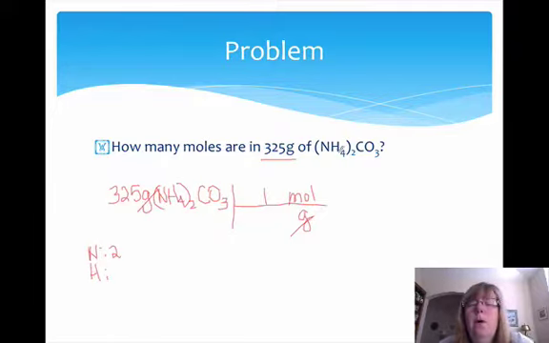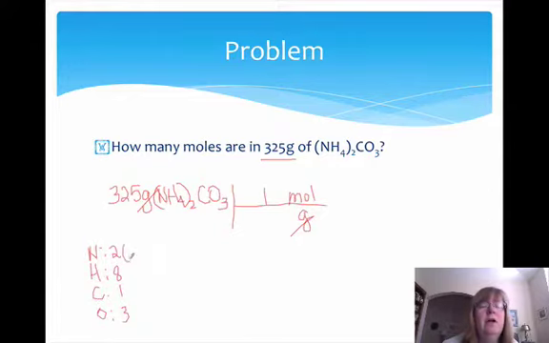We have 4 times 2, which is 8. How many carbons do we have? We have 1. And how many oxygens do we have? We have 3. Now that we have counted up the number of atoms, we go to the periodic table and look under the symbol. Nitrogen's atomic mass is 14.01, hydrogen's is 1.01, carbon's is 12.01, and oxygen's is 16.